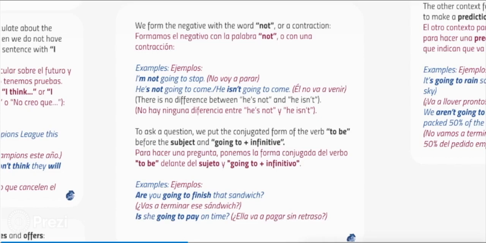To ask a question, we put the conjugated form of the verb to be before the subject and going to plus infinitive. Examples: Are you going to finish that sandwich? Is she going to pay on time?